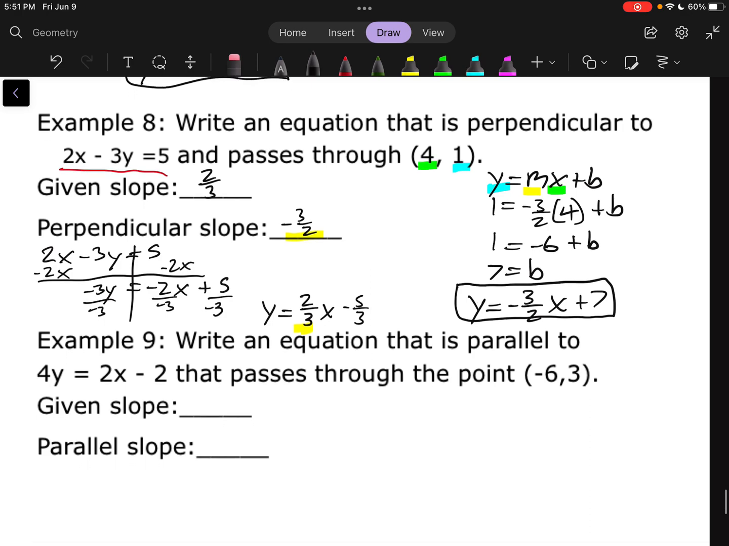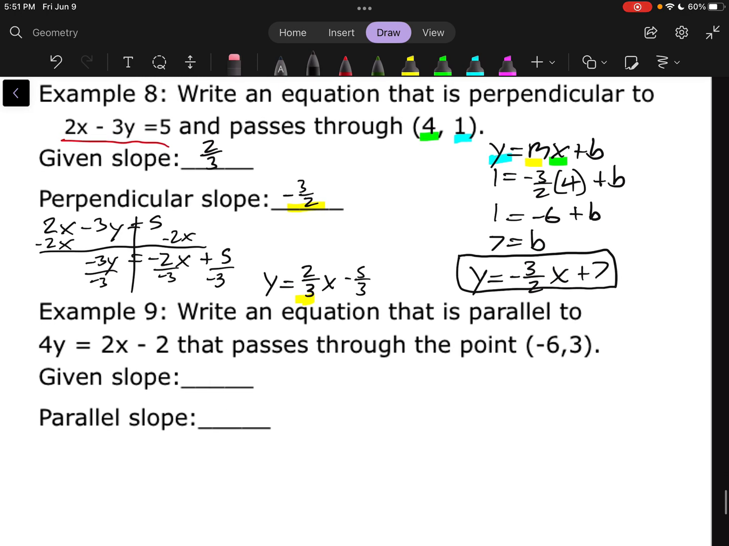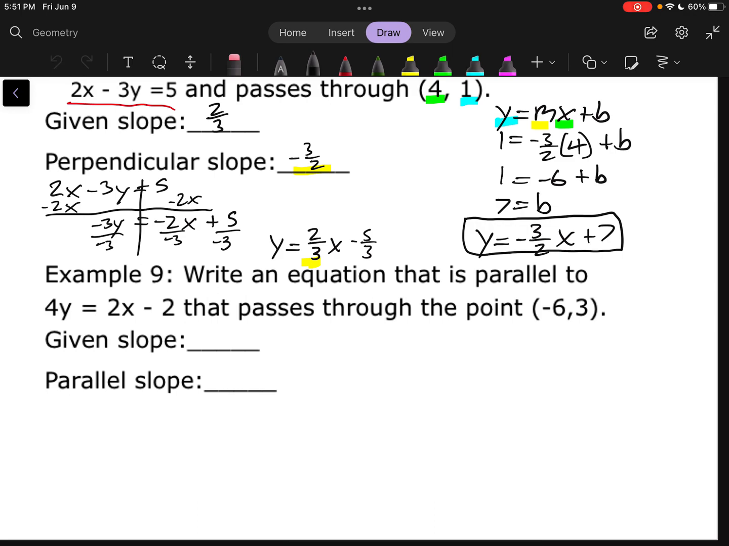Okay. What do we have here? Write an equation that is parallel to 4y equals 2x minus 2 and passes through the point (-6, 3). Same deal. That equation there is not in slope-intercept form, so let's get it in slope-intercept form first. 4y is equal to 2x minus 2. This one's a little bit easier. All I've got to do is divide everything by 4. 2 over 4 is 1/2. Negative 2 over 4 is negative 1/2. So the slope here is 1/2, so that's going to be my given slope. And parallel lines have the same slope, so I'm just going to use 1/2.